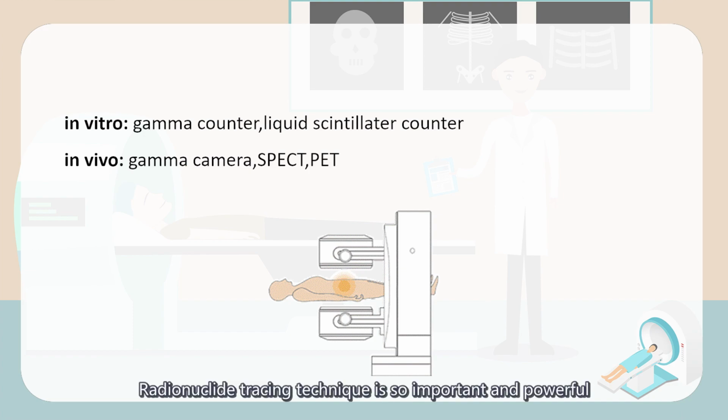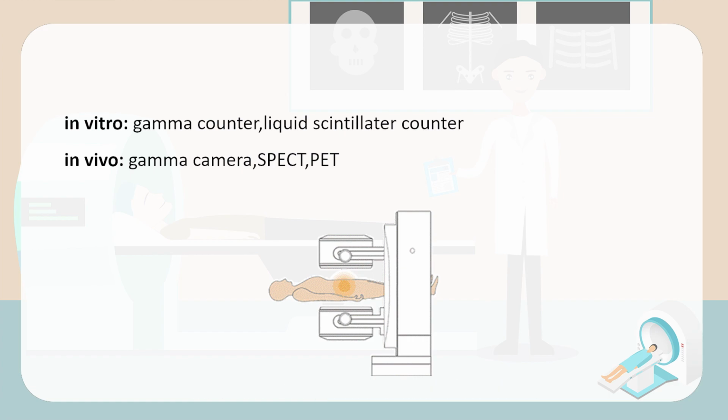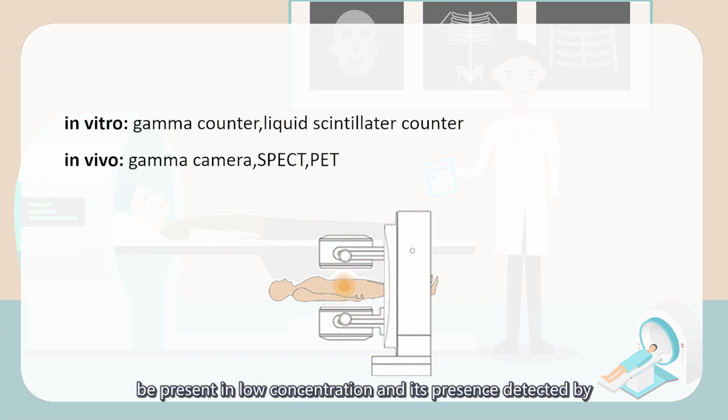Radionuclide tracing technique is so important and powerful. The power of radionuclide tracing technique is due to the fact that radioactive decay is much more energetic than chemical reactions. Therefore, radioactive isotope can be present in low concentration, and its presence detected by the sensitive radiation detector.